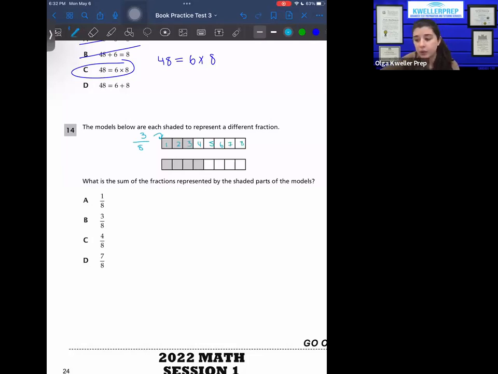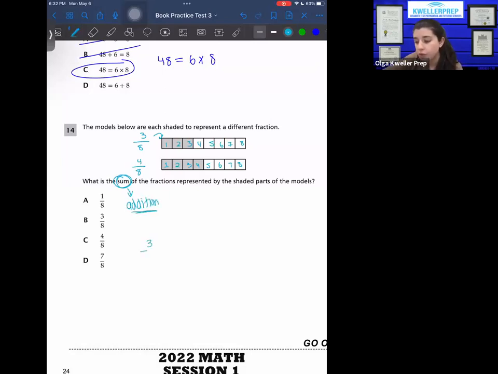And how about in the second one? We have the same number of boxes, right? 1, 2, 3, 4, 5, 6, 7, 8. And in this case, 4 are shaded. And now they want sum. So again, sum means addition. Sum is a key word. It tells you to do the operation of addition.